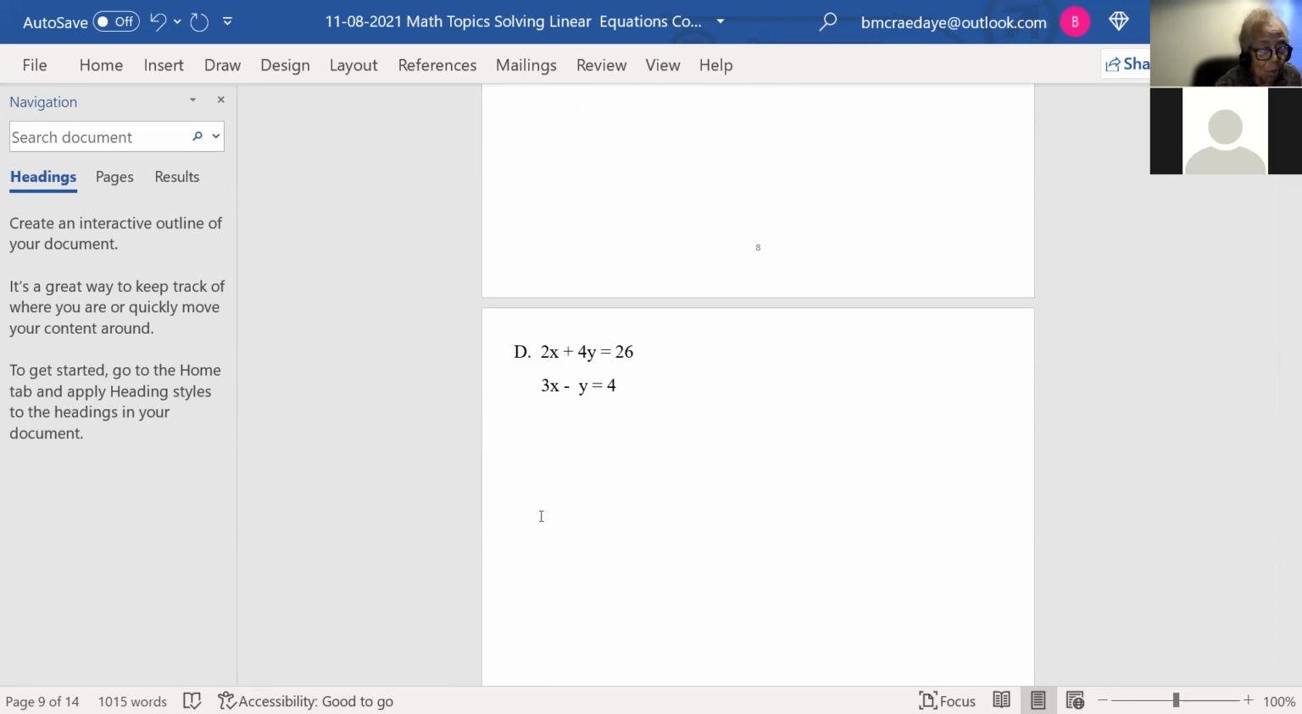Like this is a 4y and this is a minus y. How could I make this a 4y? What would I do to which one? This one. How can I make this equation where this minus y becomes a minus 4y? I add in. Well, no.